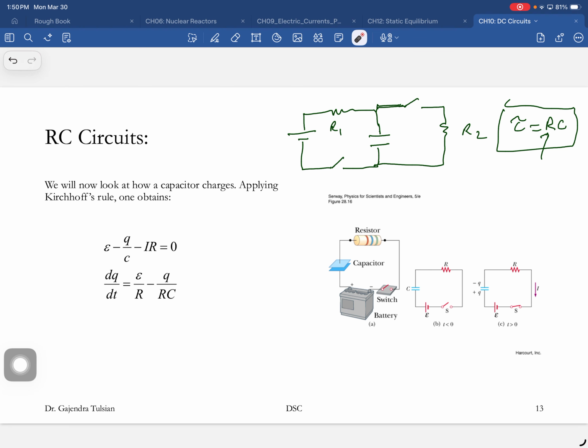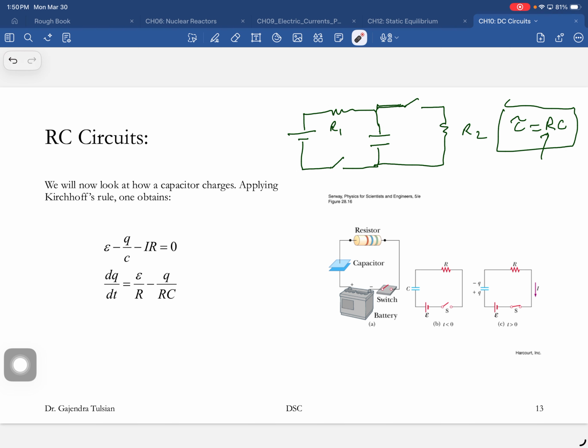Remember, the voltage, charge, and capacitance are related like that. As the charge builds up, the voltage across the capacitor is increasing. So minus Q(t) over C, and then as the capacitor is charging, the current is flowing like this, and so it's minus I times R. So that equation is E minus Q(t) over C minus I(t) R, with current as a function of time.